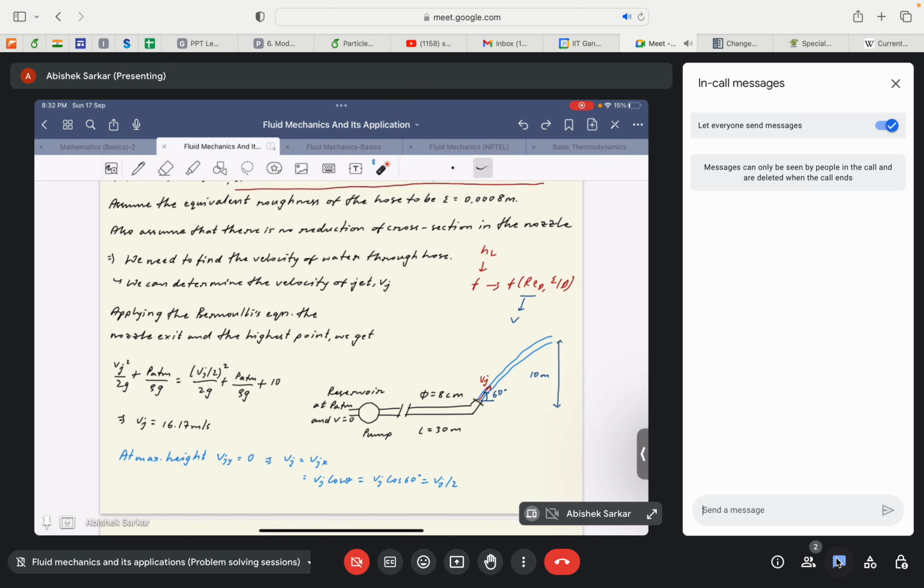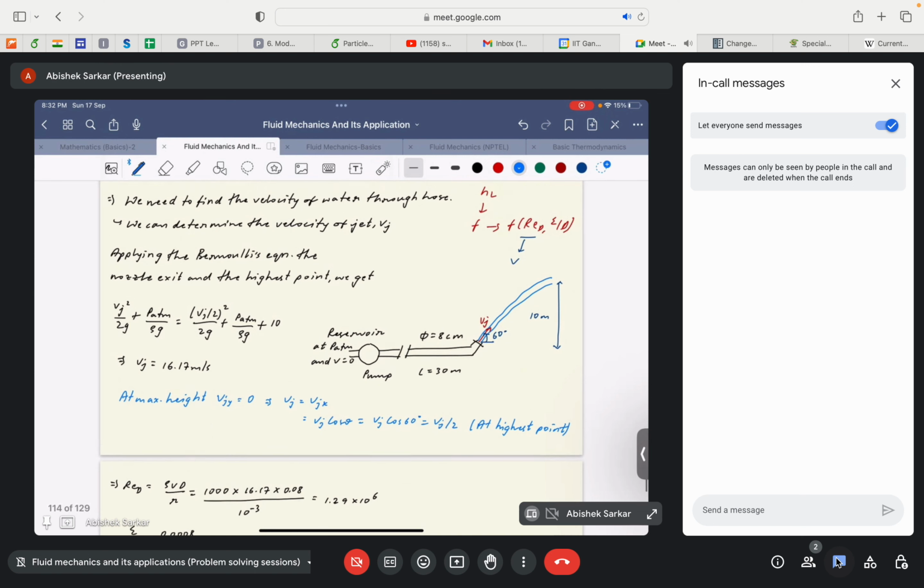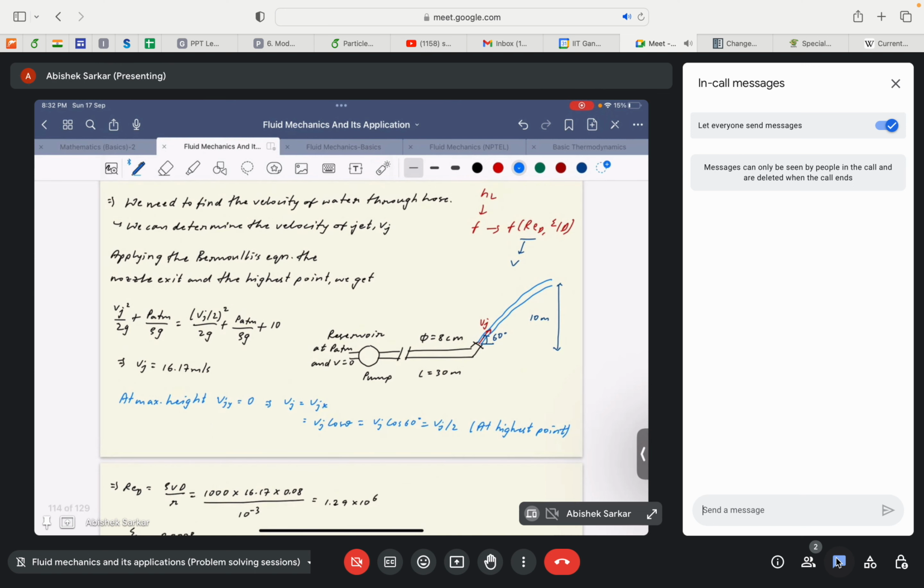So the x component of velocity keeps on driving the flow, right? So Vj is equal to Vjx at the highest point. Since Vjx is equal to Vj cos theta, we can say that it is Vj cos 60 degree. Since cos 60 degree is half, 0.5, we can say that Vjx is equal to Vj by 2 at the highest point. Let me just write it. From that, if we solve this equation, we get that Vj is equal to 16.17 meter per second.